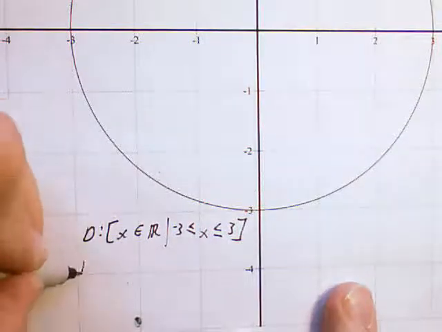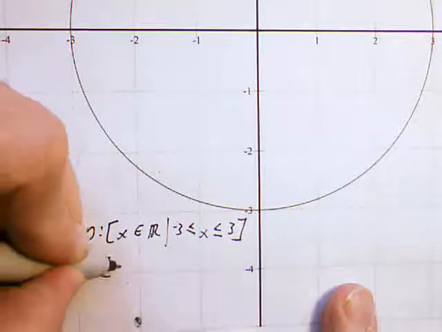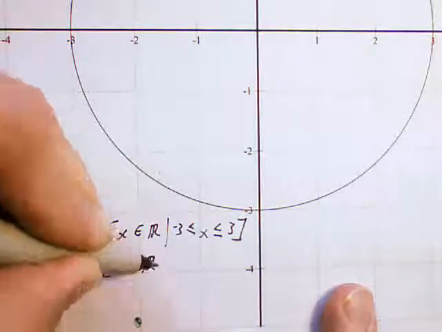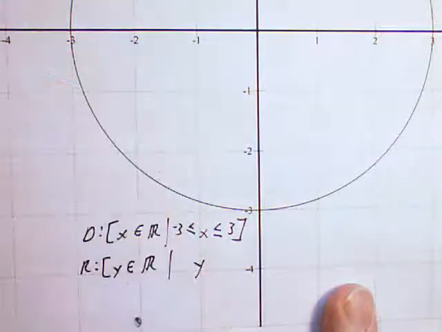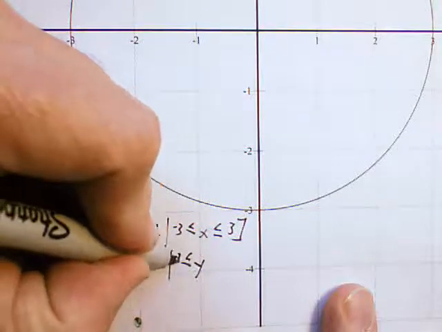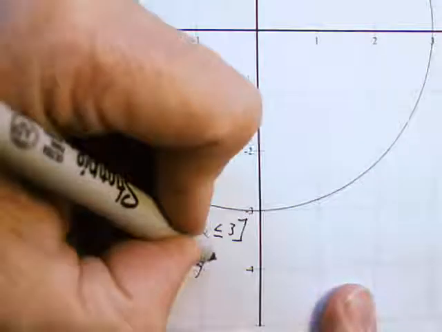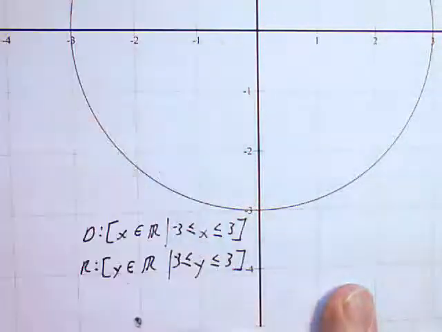So my range, y is an element of the reals such that y is greater than or equal to -3 and less than or equal to 3.